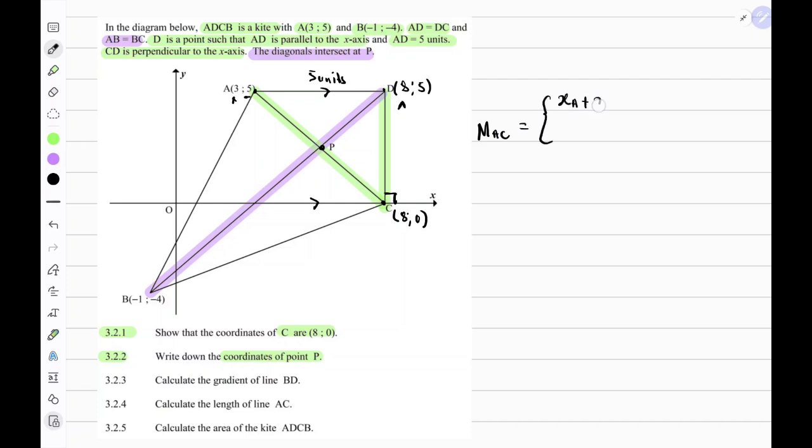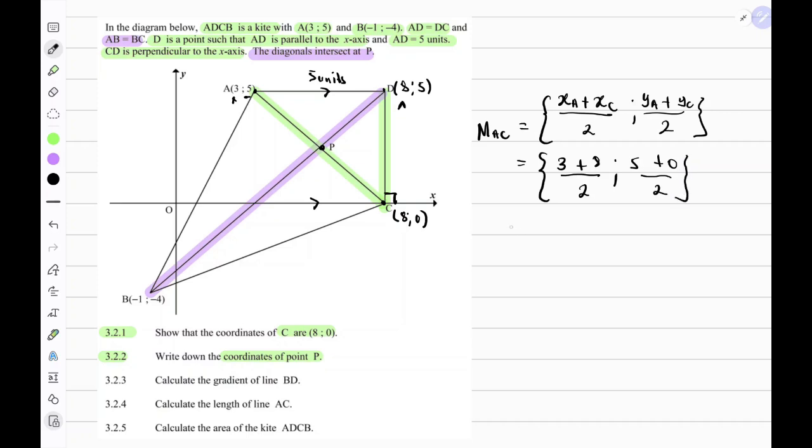(XA plus XC) over 2, (YA plus YC) over 2. So we can just substitute. XA is 3 plus XC is 8 over 2, YA is 5 plus YC 0 over 2. So this is equal to 11 over 2 and 5 over 2.